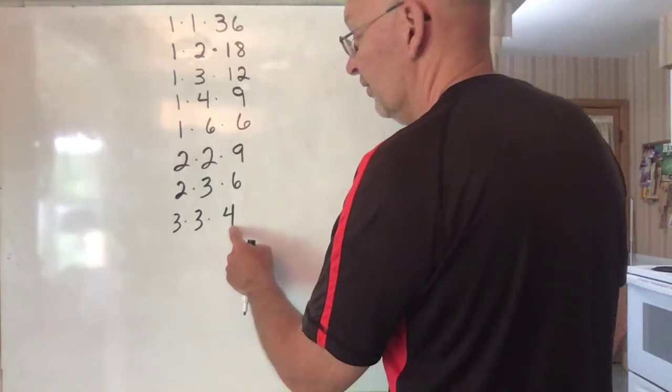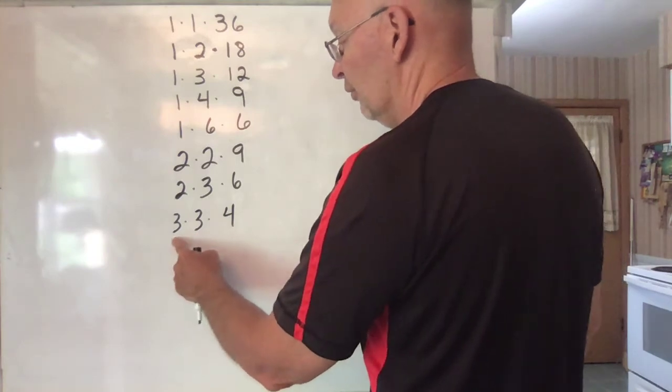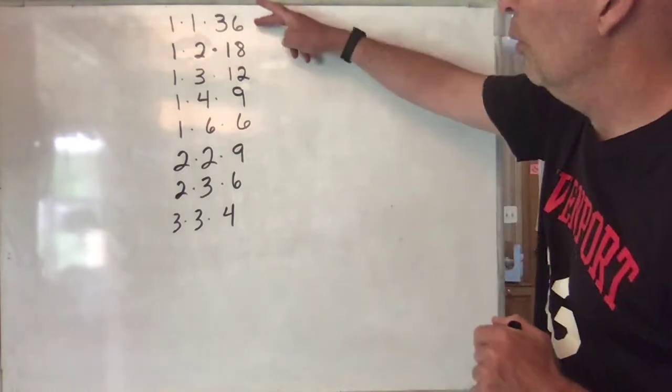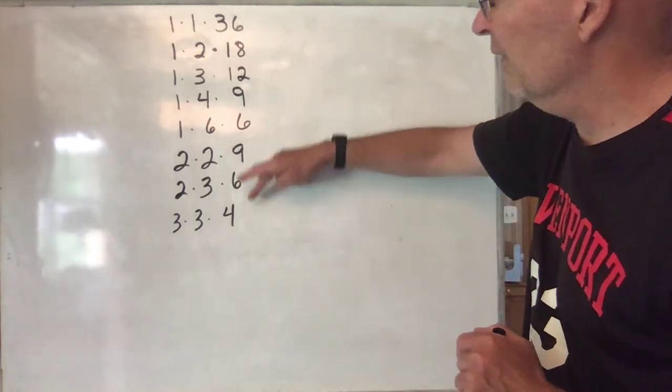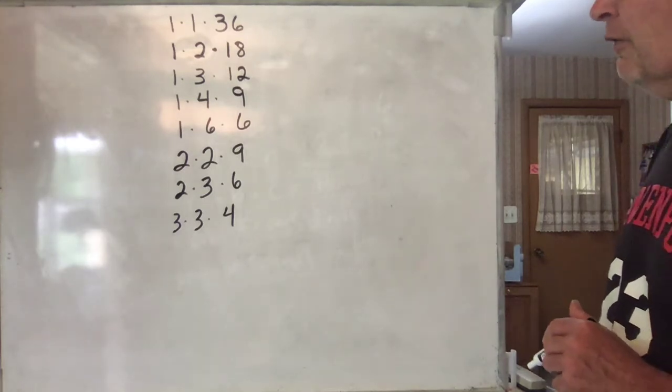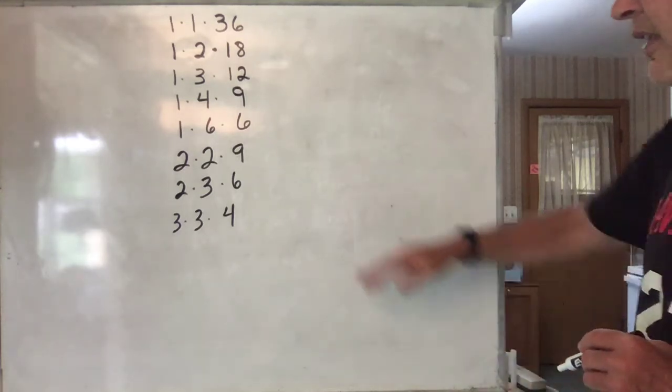And then this is bigger than this, so there's no reason to go 3 times 4 times anything because I'm already bigger than 36. 1, 2, 3, 4, 5, 6, 7, 8. I think I've got them all there. Part of problem solving is thinking carefully through all the possibilities. So I think I've got them all.